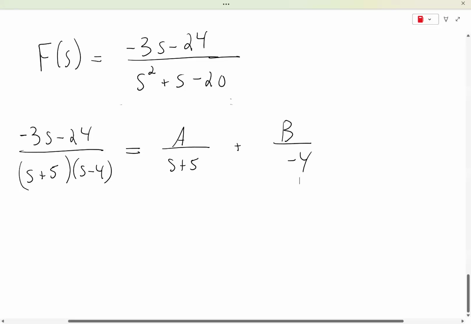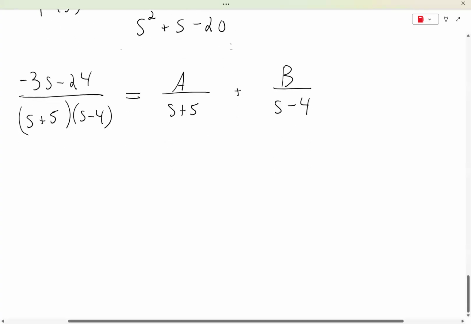If you have non-repeated factors and they're linear, you just have an a and a b like this. So this is the form of it here. And then you have to figure out what the a and the b are. There are different ways you could do this. I'm going to show you one way and then a shortcut way.